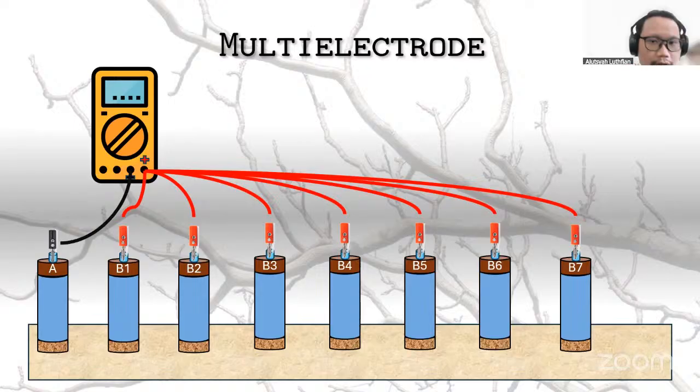Okay, I see. I think the multi-electrode method is similar to the fixed base method, just changing channels. That's what I'm thinking. Yes, perfect, it's similar.